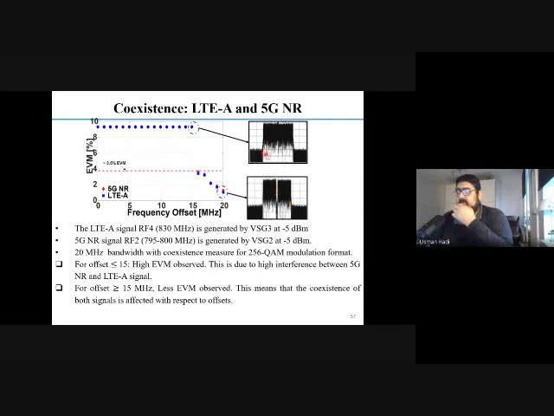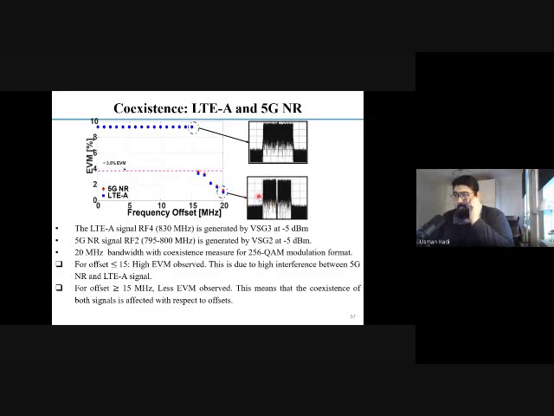So, for example, if you have a spectrum where the frequency offset is around 15 megahertz, you see that when they are overlapping each other, the EVM is around 10% for both 5G NR and LTE Advanced, which is very high. But if you go beyond 15 megahertz, you can see a very sharp curve and the signals are not overlapping. In that way, the EVM starts to decrease.